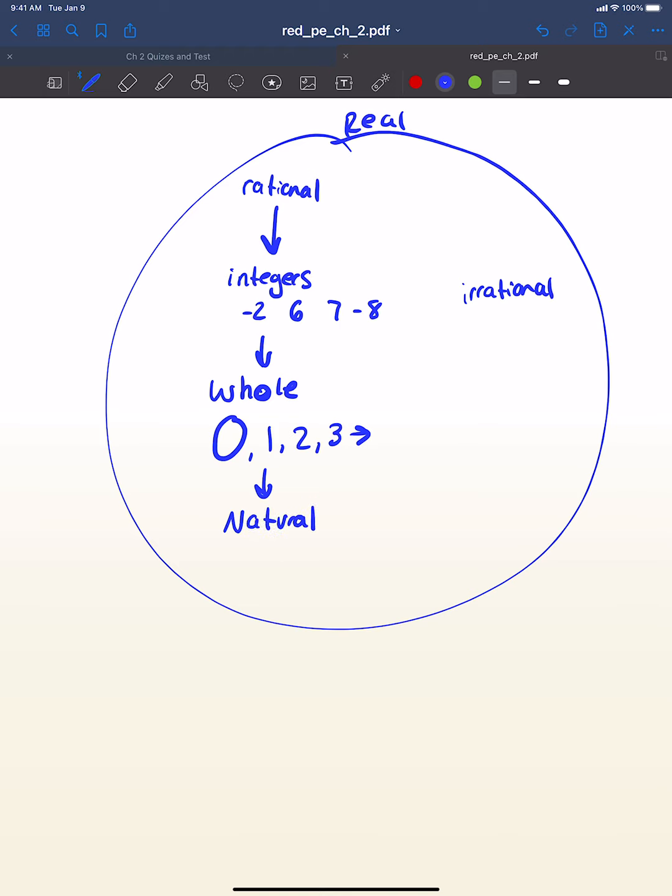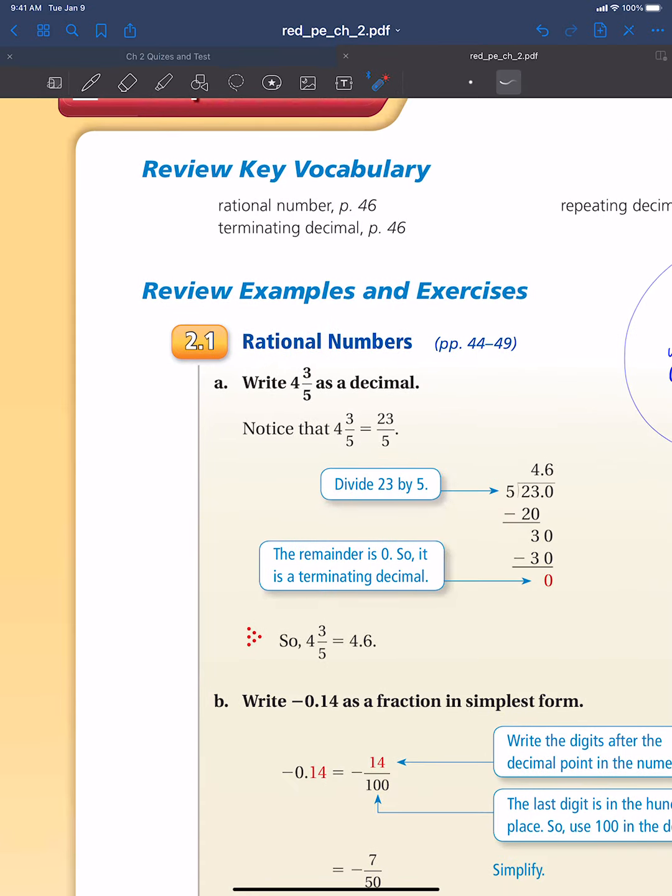Natural. Natural is how little kids learn how to count. They don't start at 0, they start at 1, 2, 3, and so on and so on, right? However, we focused mainly on rational. Rational is anything that can be written as a fraction, which is almost everything.